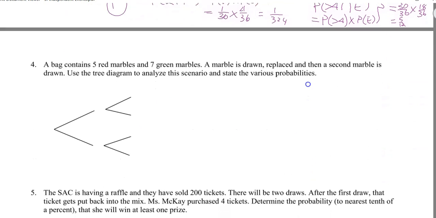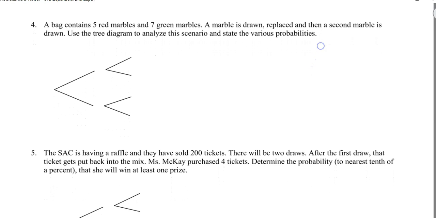A bag contains 5 red marbles and 7 green marbles. A marble is drawn, replaced. As soon as you see the word replace, you should be thinking independent events. Which means this formula: probability of A and B is simply the probability of A times the probability of B. The denominators in both these cases will be exactly the same. Use a tree diagram to analyze the scenario and state the various probabilities.